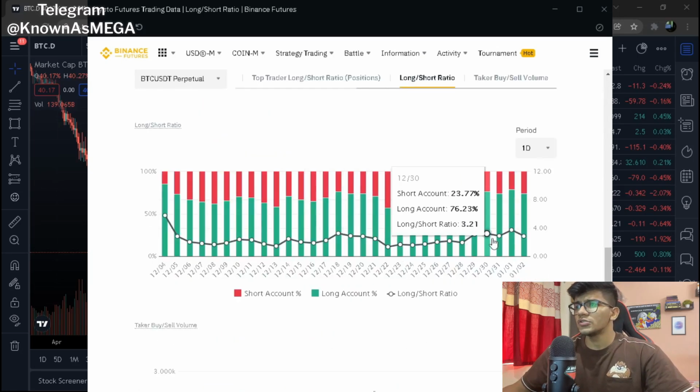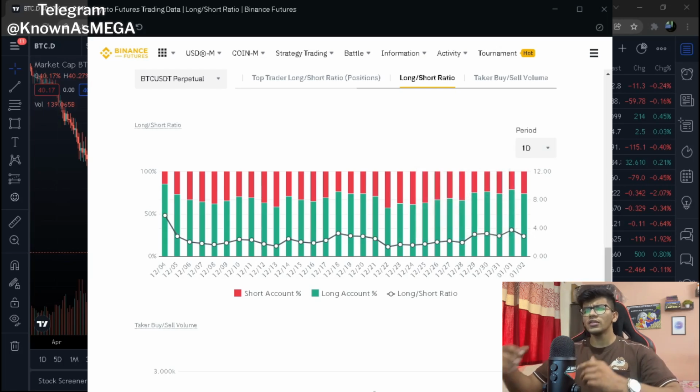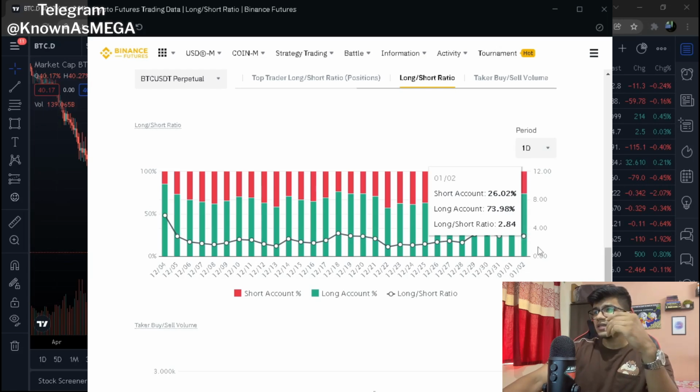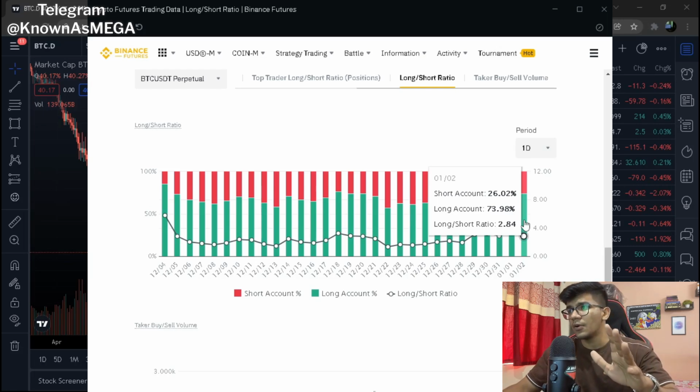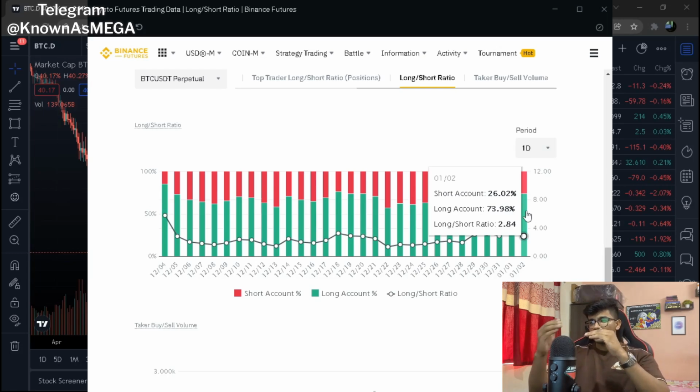Now the long short ratio can also be used in a second way, which is without even using open interest. What you have to do is think the opposite. For example, if currently the long short ratio is 2.8, that is very, very high. Anything above 2 is something you should be worried about, because it shows that a lot of people are on one side of the market. So for example, in the current scenario, 73% are long while 26% are short.